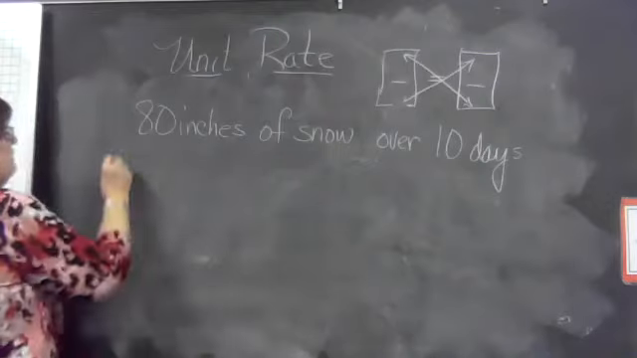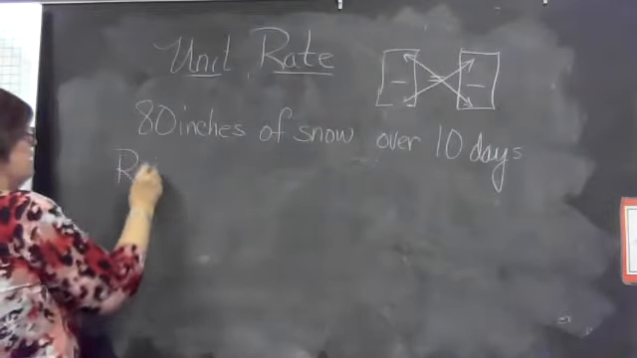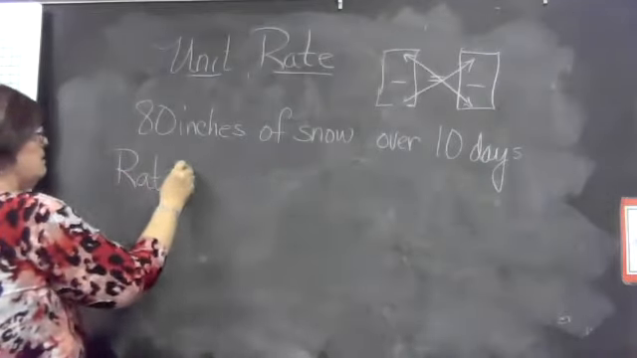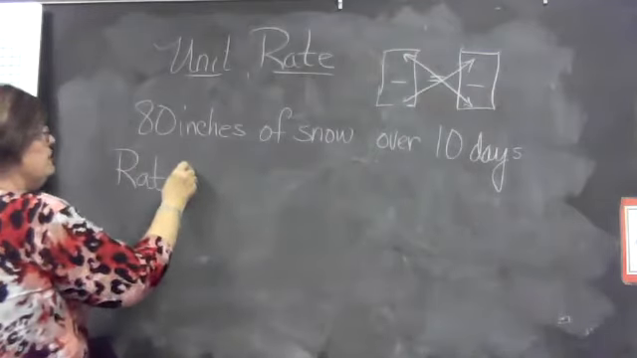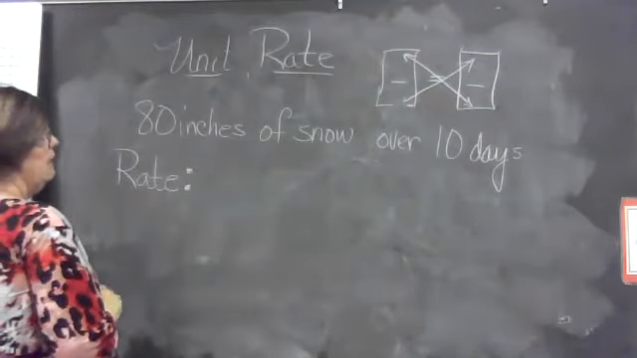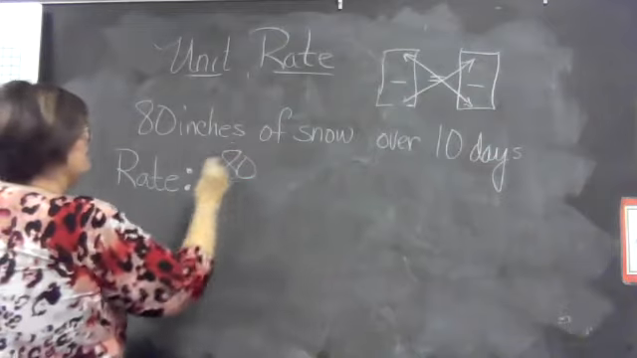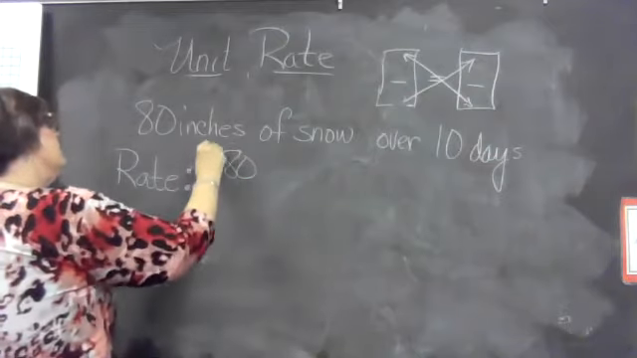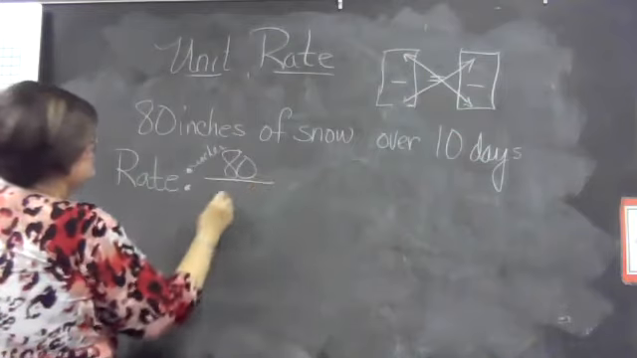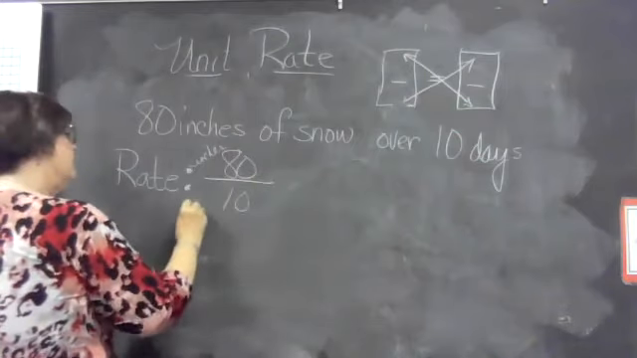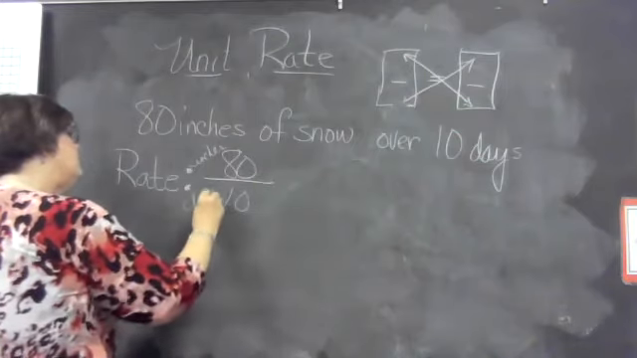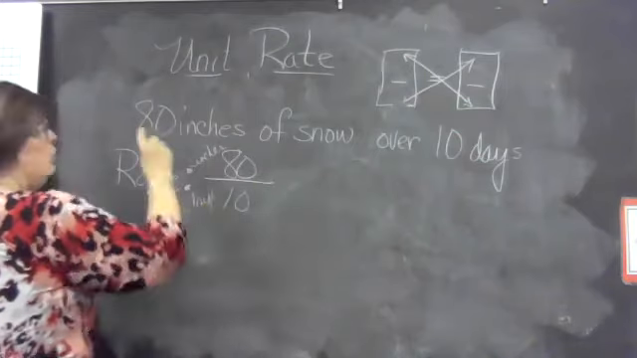Okay, the first thing they want is rate. Now, they didn't say anything about unit rate yet. And so all you have to do is set up a proportion. And you say 80 inches in 10 days. You're just going to write what they told you in a fraction form, okay? That's the rate that they want.